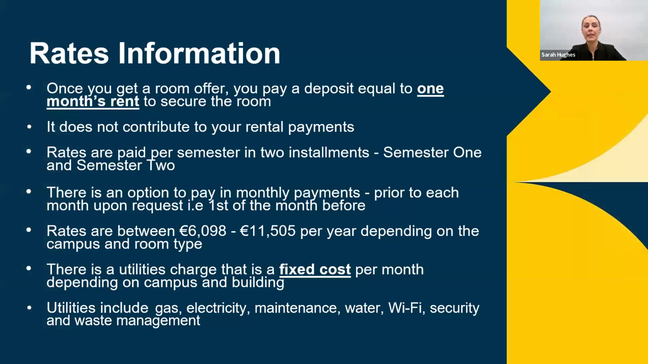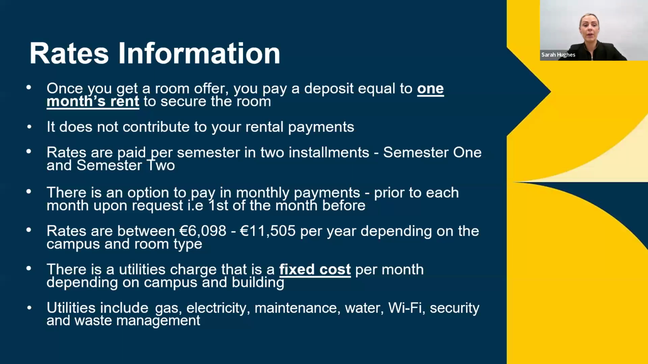So I'm just going to go through some of the details now with you as well. Once you get a room offer, you will pay a deposit, which is equal to 1 month's rent, to secure the room. This does not contribute to your rental payments, and rates are paid per semester in 2 installments. You pay semester 1, and then you pay semester 2. There is an option to pay in monthly payments prior to each month upon request. If you would like to pay your rent monthly, that is no problem. You just need to email us and request it, and we will change your payment plan to monthly payments.